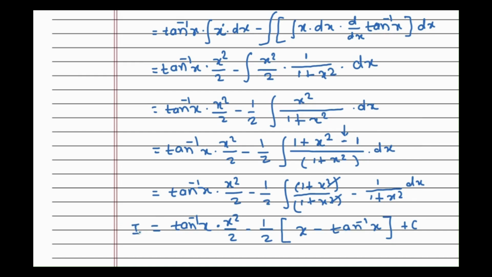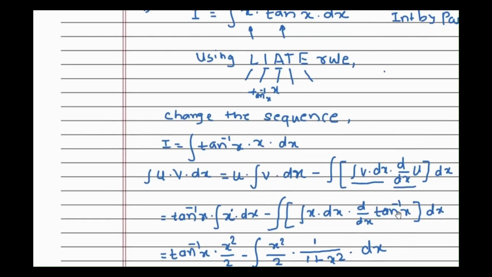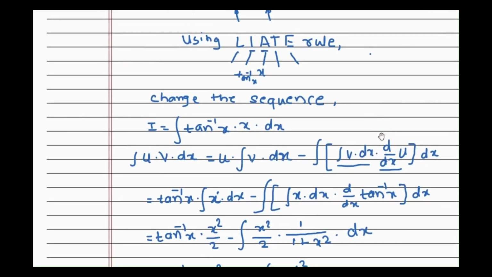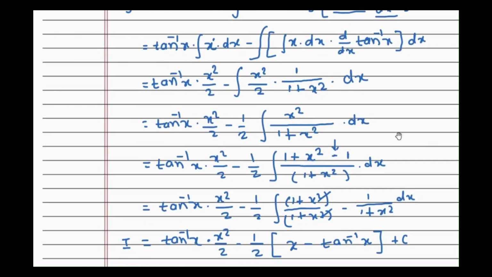The answer remains the same. So such a type of problem definitely occurs in the second question. How to identify this type of problem? There will be two functions multiplied to each other and there is no sign of any simple substitution there. But remember, if you don't apply the sequencing rule, you will never reach the particular answer.